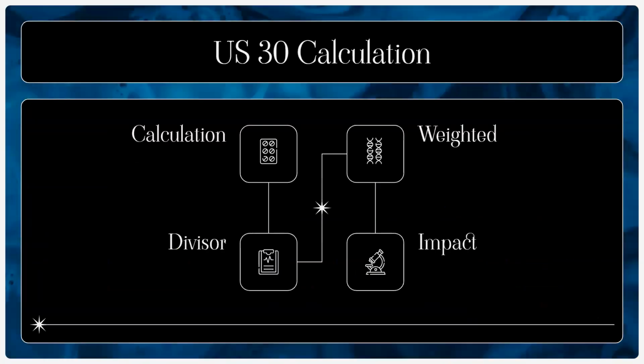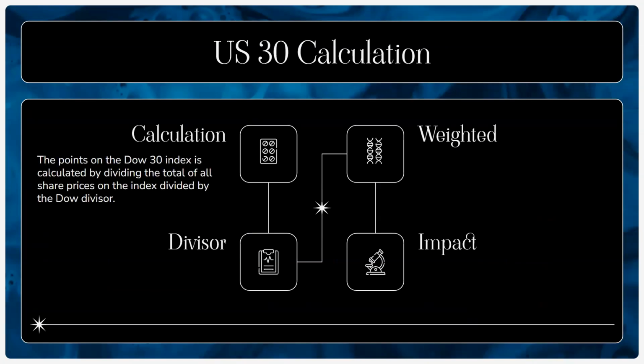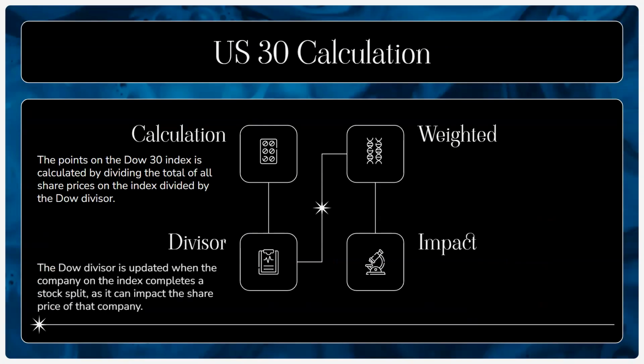US 30, how do you calculate the US 30? It's so confusing to people that don't have an economic major, and even if you do, it might still be confusing. The points on the Dow 30 index are calculated by dividing the total of all share prices on the index by the Dow divisor. The divisor, what is that?